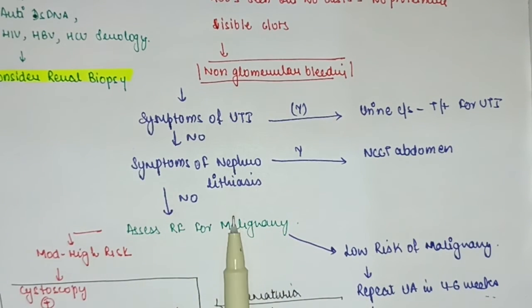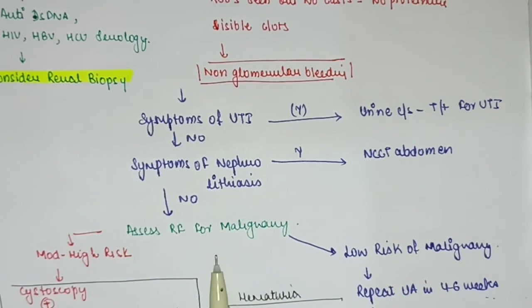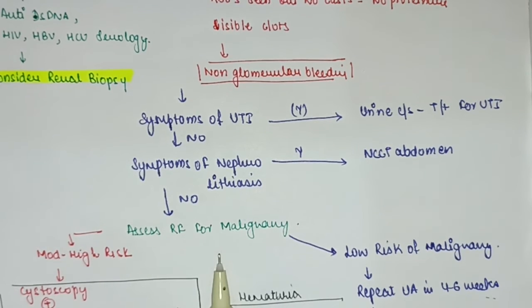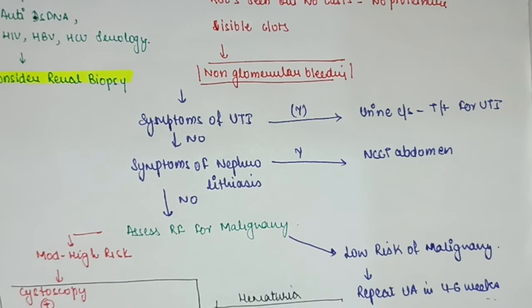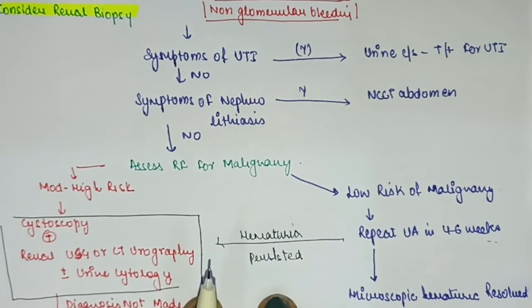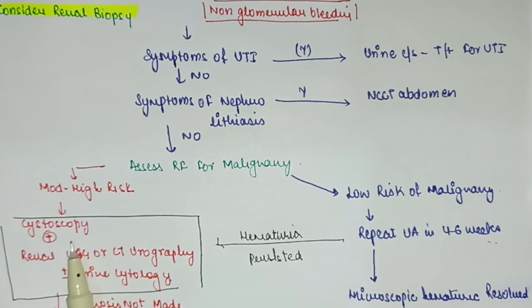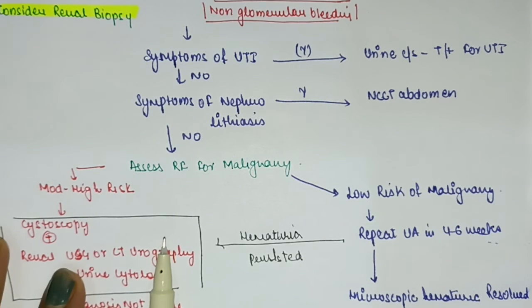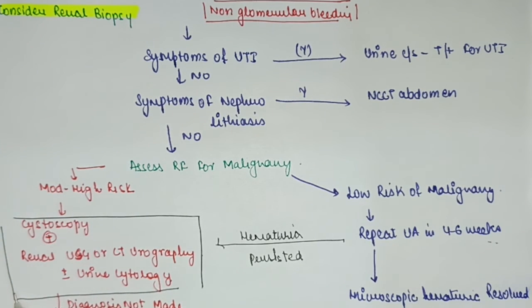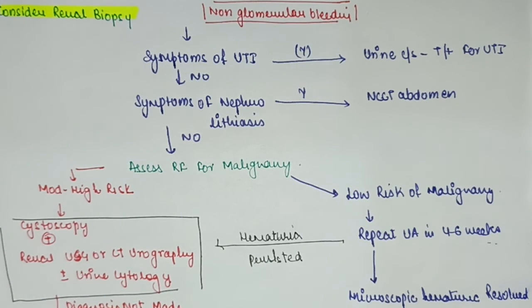If there are no symptoms of UTI or nephrolithiasis, then assess the risk factors for malignancy like we have discussed: smoking, male sex, age more than 40 years. Then we have to rule out malignancy. If moderate to high risk is present, refer the patient to a urologist for cystoscopy, do a renal ultrasound or CT urography with or without cytology. If the diagnosis is made, then treat accordingly. If the diagnosis is not made despite these investigations, then refer the patient to a nephrologist to rule out glomerular bleeding.